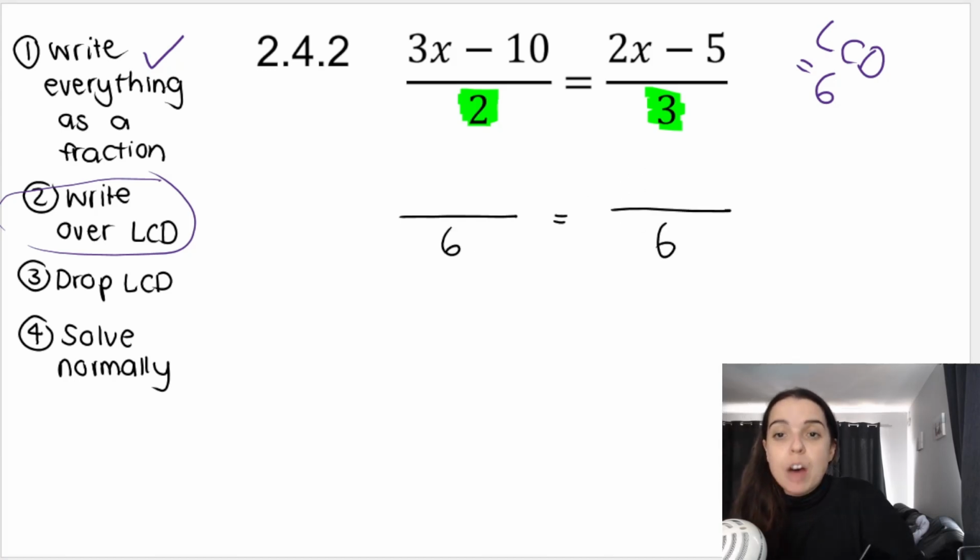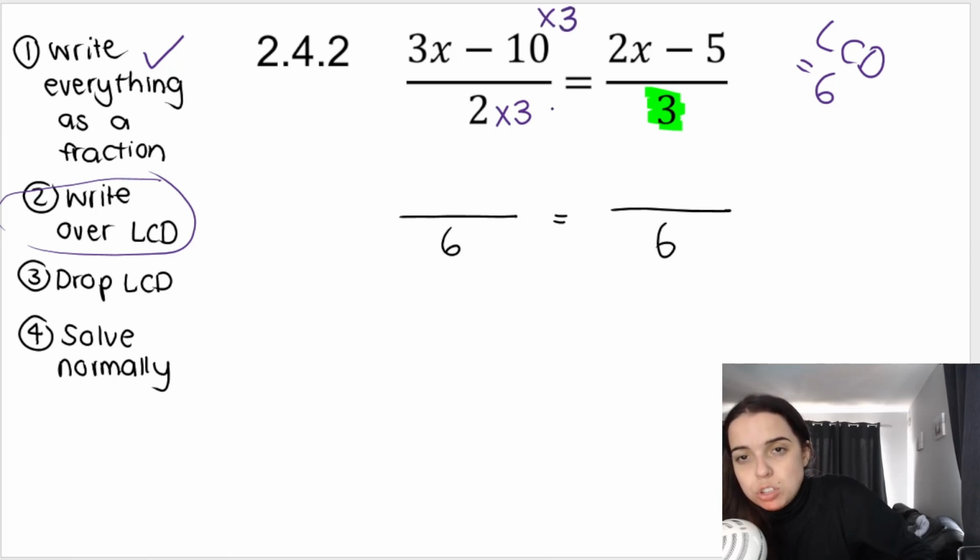You need to ask yourself, what must I do to 2? So let's start on the left-hand side. What must I multiply 2 by to get 6? I hope you're saying 3. What you do to the bottom, you need to do to the top. Now, this is very important. You're multiplying this entire thing by 3. So we're going to go like this.